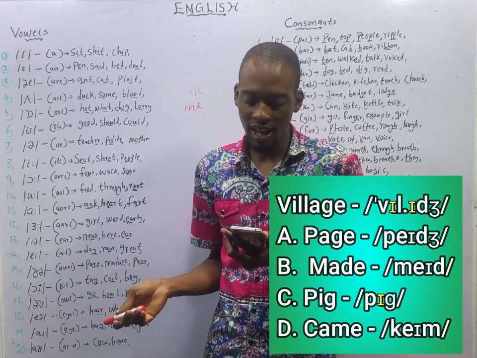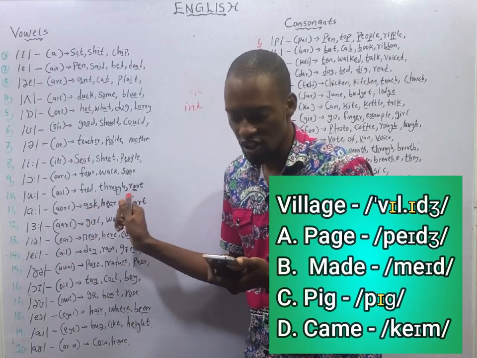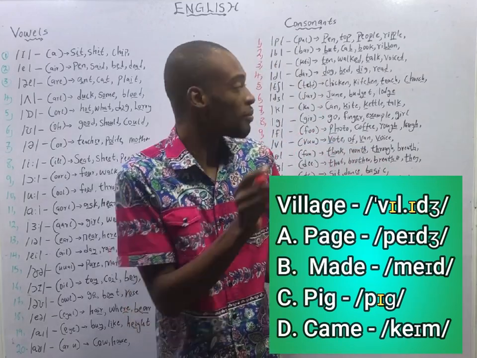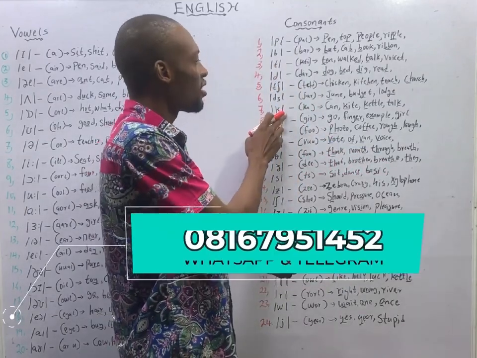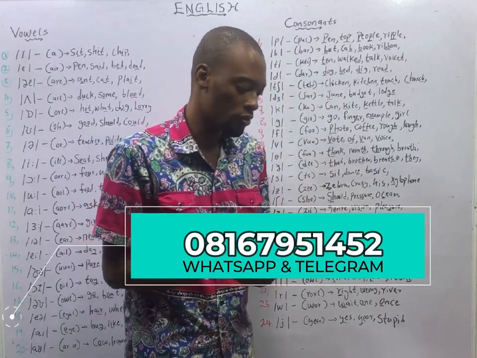Up next is came. Came has the A sound, as in day, rain, and great. Also, came has the K sound, as in can, kite, and kettle.